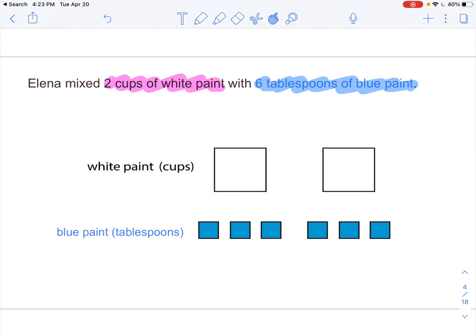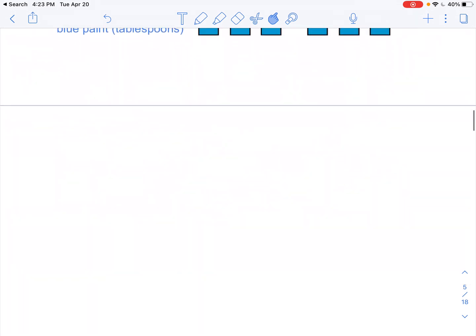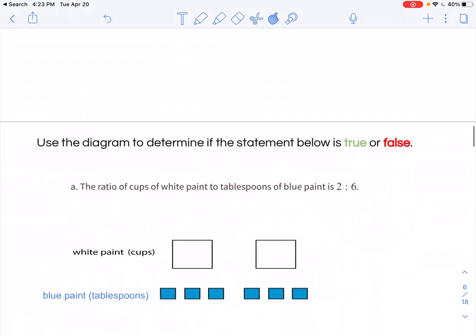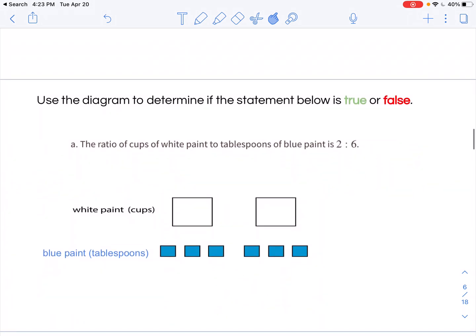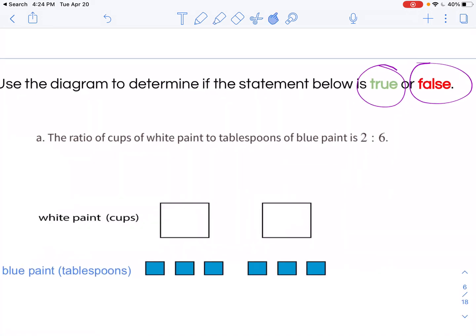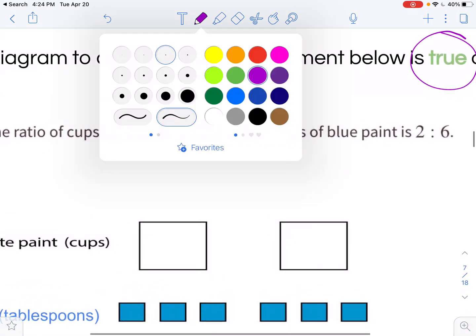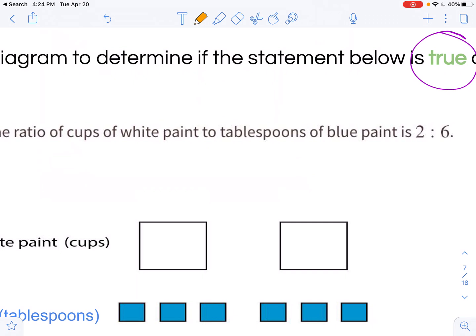Okay, we are going to use this picture, and we are going to try to match some statements to this picture to see if that statement is true or false. So the very first statement says the ratio of cups of white paint to tablespoons of blue paint is 2 to 6. Remember those 2 dots for the colon means TO, 2 to 6.